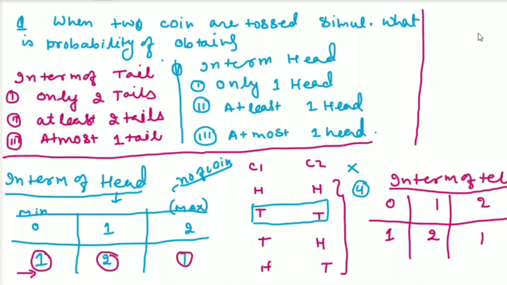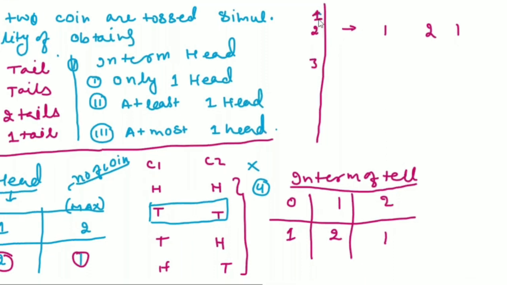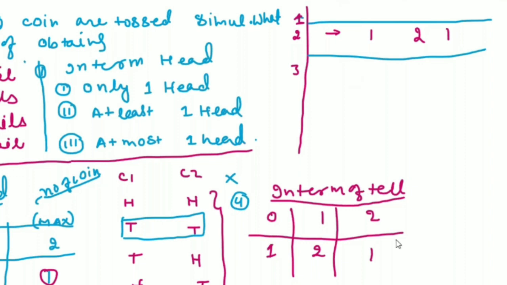Let me tell you one beautiful method through which you can get the answer easily next time. This 1, 2, 1, this is for how many coins? This is for 2 coins. What will be the situation in 1 coin, my friend? So for 1 coin, the minimum will be 0 and the maximum will be 1. And both of them will be 1, 1. So see this very carefully. This was 1, 1. For 2 coins, it becomes 1, 2, 1.